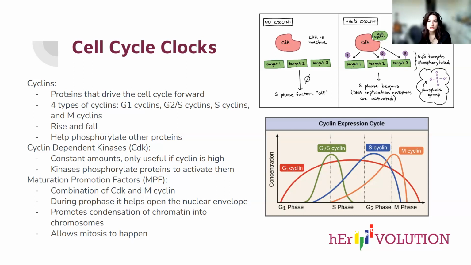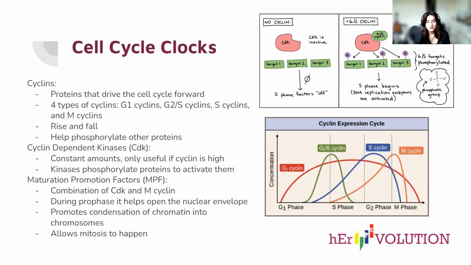And so cyclins are cyclical, so they rise and fall. They're not constant in amount. And they help phosphorylate other proteins. So they basically allow phosphate groups to attach to the proteins that they want to activate. And so cyclin-dependent kinases are proteins that get phosphorylated by the cyclins, and they are in constant amounts, but they're only useful if the cyclin is high enough to actually phosphorylate them. So it's kind of a handover thing where the cyclins have to give off the phosphate so that the cyclin-dependent kinases can actually use it.